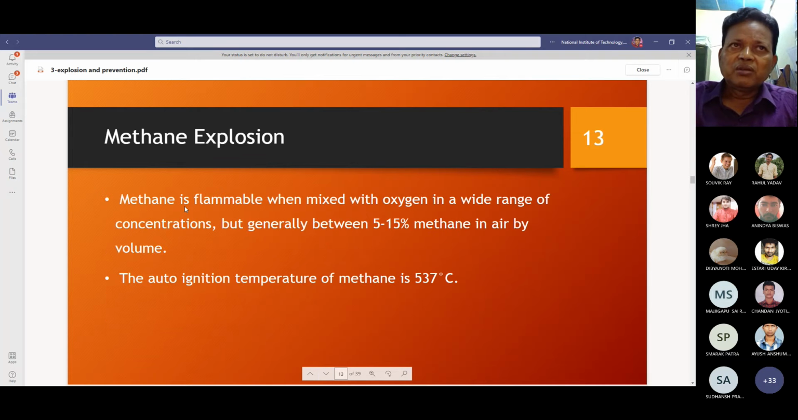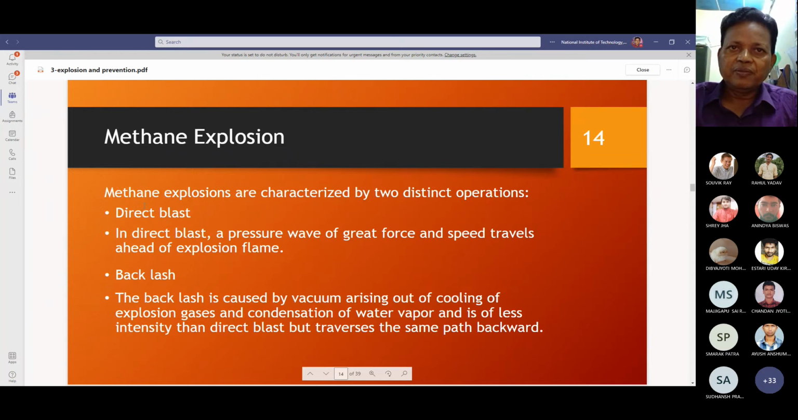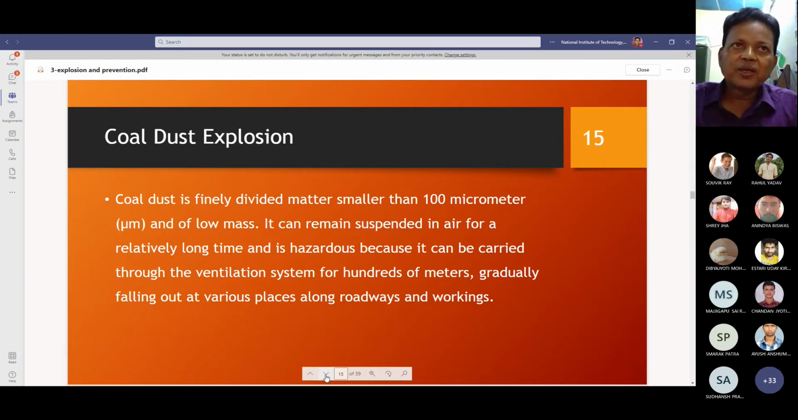Methane explosion. Methane is a flammable gas when mixed with oxygen in a wide range of concentrations, but generally between 5 to 15% methane in air by volume. The auto-ignition temperature of methane is 537 degrees centigrade. Methane explosions are characterized by two distinct operations: direct blast and backlash. This we have discussed in the previous classes. What is a direct blast? What is a backlash?